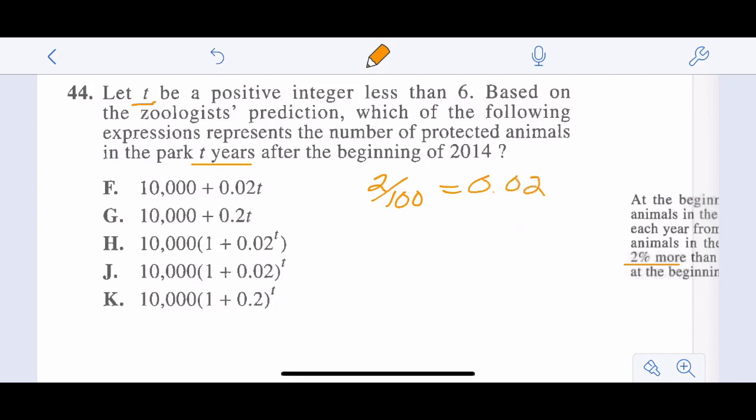0.02. So it can't be choice G, because that's 20%. So G's out. It can't be choice K because that's also 20%. So K is out. So now we're left with F, H, or J. Now, you can also say, well, probably F is out because that's 2% times the year. You have to add it to the number, but let's just plug in to be sure.